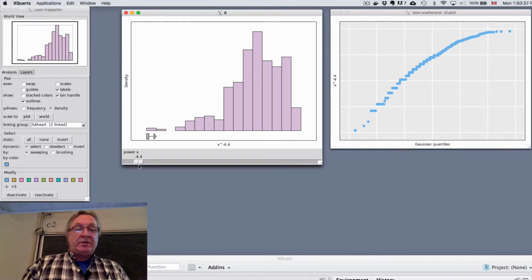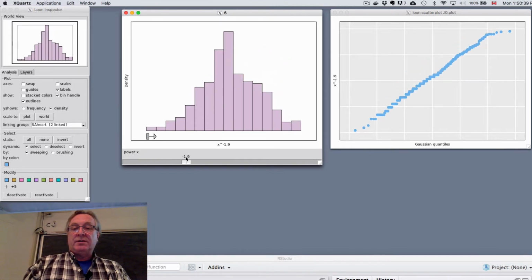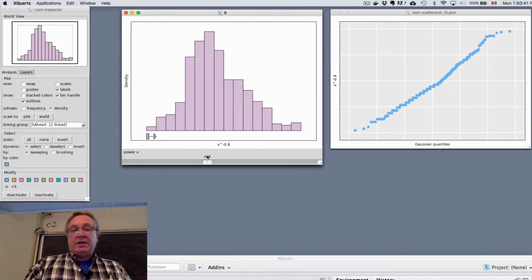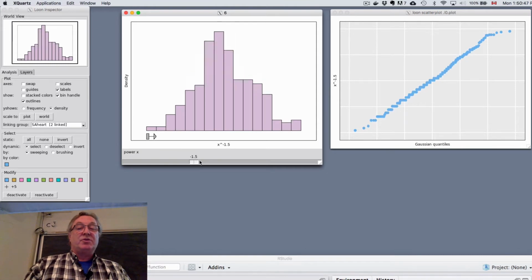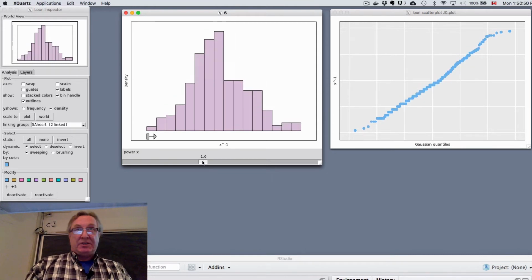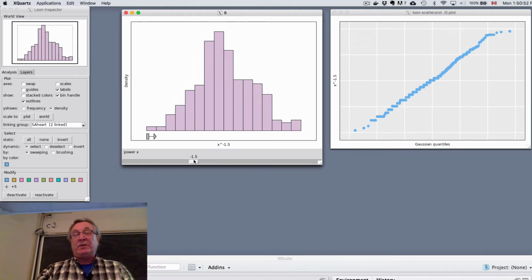All right, so you can just play with this at your leisure and see how you might choose a power that seems to work and what range enough that it looks like it could have been generated by a Gaussian distribution.